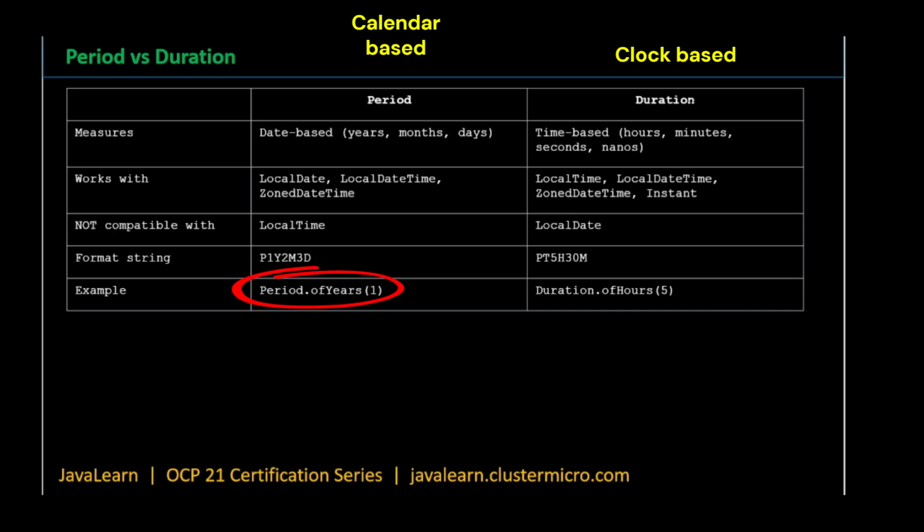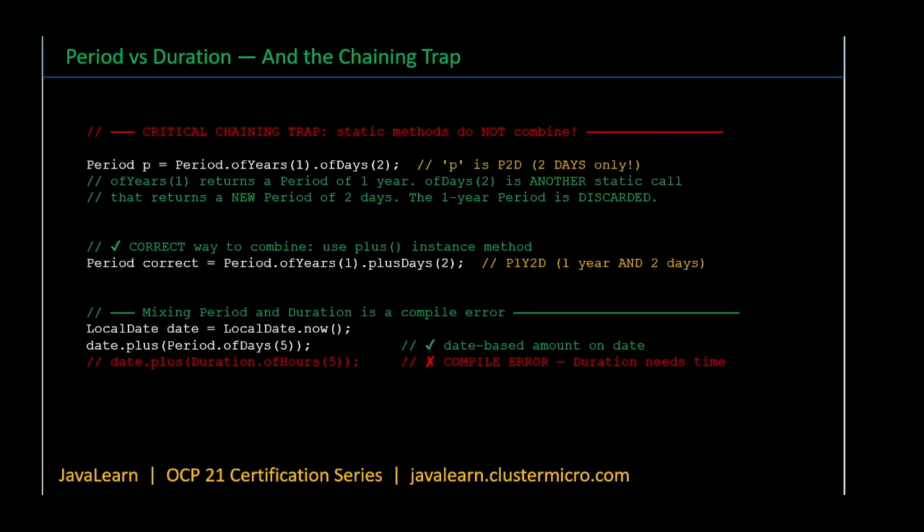Then on row 5 we see Period.ofYears(1). Like LocalDate, Period uses a static factory method. The factory methods are ofYears, ofMonths, ofWeeks, ofDays, and of, which takes all three. So Period.ofYears(1) creates a period representing exactly 1 year. Its toString output is P1Y. And the duration example, Duration.ofHours(5). Same pattern: Duration.ofHours(5) creates a duration representing exactly 5 hours. Its toString output is PT5H. Other factory methods include ofMinutes, ofSeconds, ofMillis. So, period versus duration and the chaining trap.